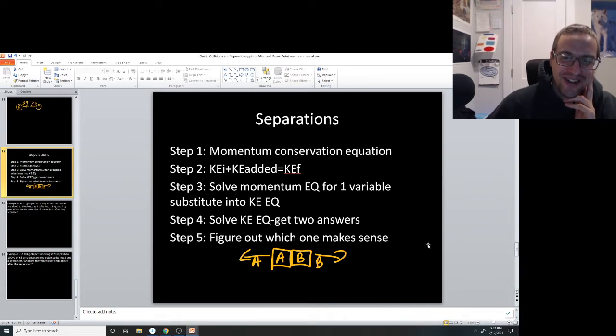Okay, so we're talking about separations today, right? They are pretty similar in a lot of ways to elastic collisions, and particularly how you solve them. And these are the steps. You'll see the similarities pretty quickly here.